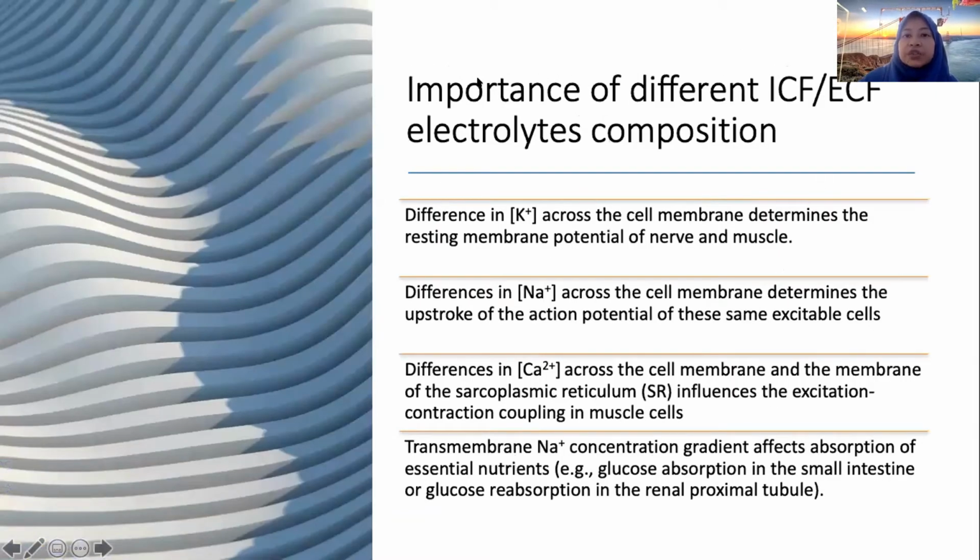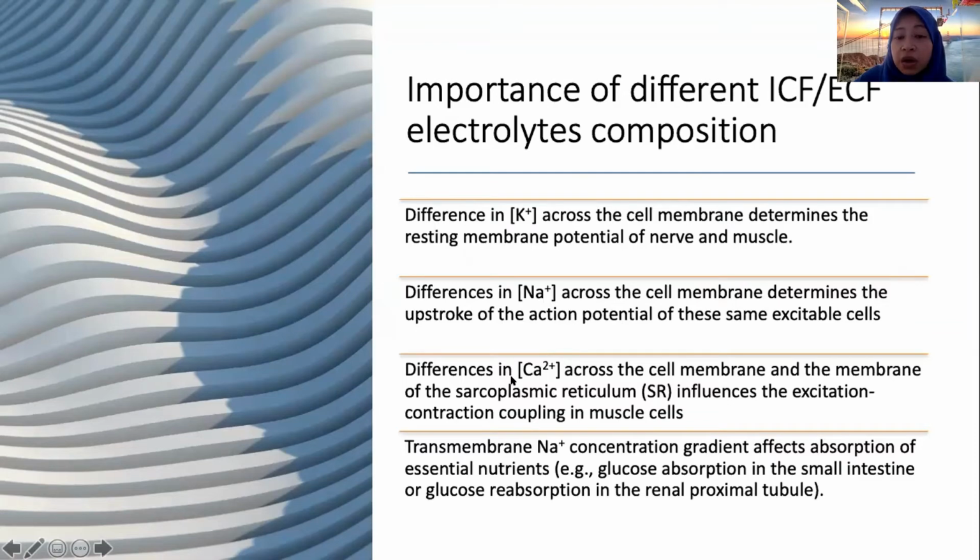Why do we need to maintain the difference in the electrolyte composition in the intracellular fluid and the extracellular fluid? Well, there are several reasons which are related to the physiological functions of the body itself. For example, you need to have a concentration gradient of potassium to determine the resting membrane potential of the excitable tissue, for example, the nerve and also the muscles. The difference in the sodium concentration also determines the upstroke of the action potential in these nerves and muscles as well.